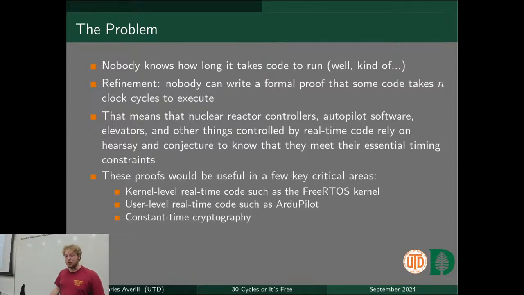And so if we did have these proofs, it would be so useful to have perfect knowledge about how long something takes to run. All the way down to the kernel level, there's this thing called FreeRTOS that we'll talk about later. It'd be great to have timing guarantees about that. Or the user level stuff, such as autopilot, or the reactor code, or all this stuff that people are building on top of real-time operating systems. It would be great to have proofs about those. And a cool one that I've been trying to push more is constant time cryptography. So we'll also talk about that a little later.